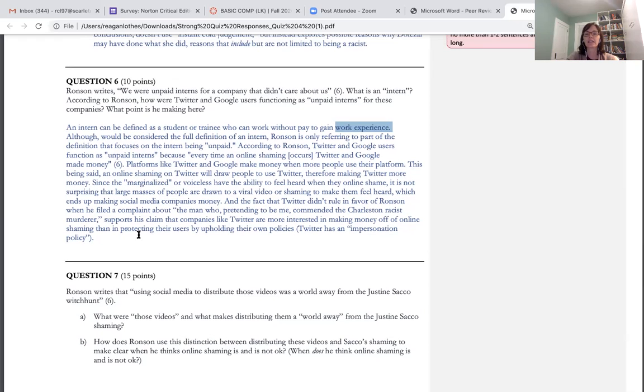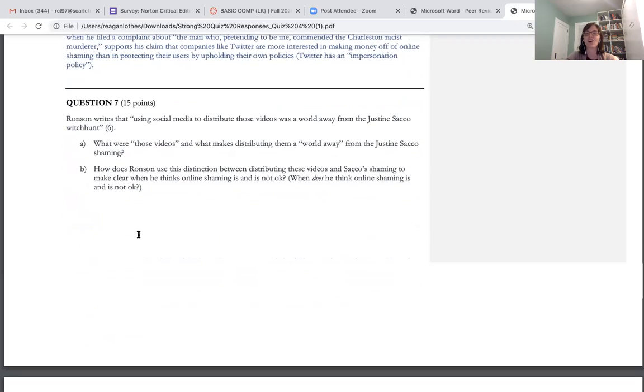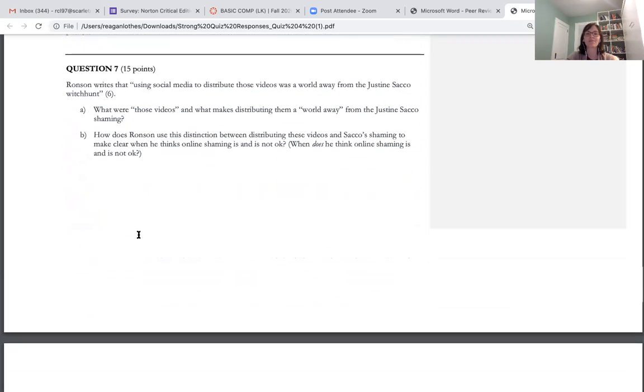Okay, so the idea is that online shaming brings more traffic to the social media platform, and that means extra advertising dollars, et cetera, right? So it means more money for these companies. So they don't really have a business interest in protecting their users, right? They benefit when users actually are attacked and impersonated.